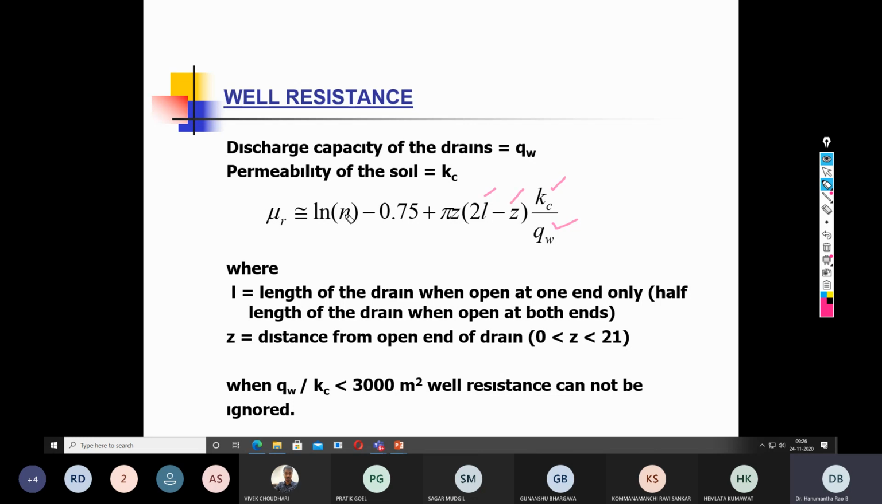Then N. N is the ratio between the drain diameter and the zone of influence. So there is some importance.